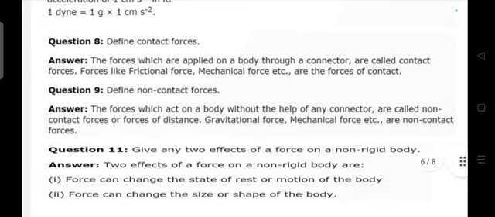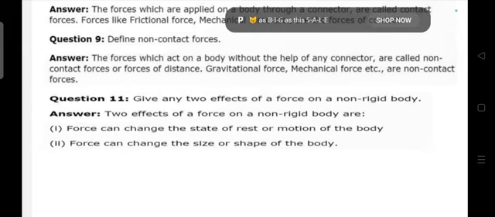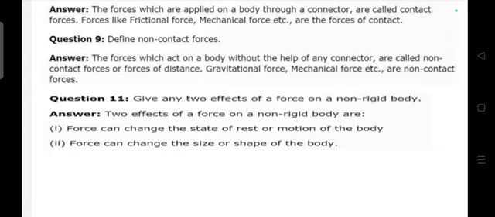Define contact forces. The forces which are applied on a body through a connector are called contact forces. Forces like frictional force, mechanical force, etc. are forces of contact. Define non-contact forces. The forces which act on a body without the help of any connector are called non-contact forces. Examples: gravitational force, magnetic force, etc. These are all non-contact forces.